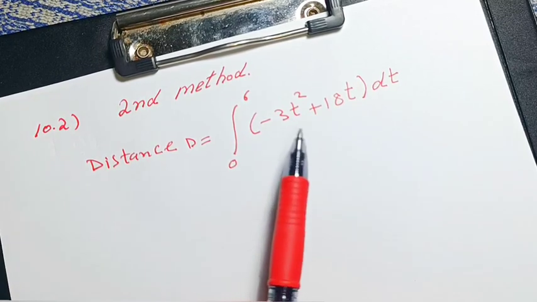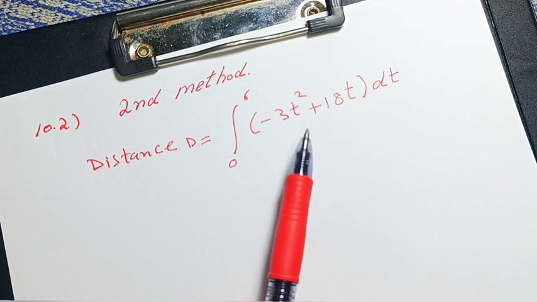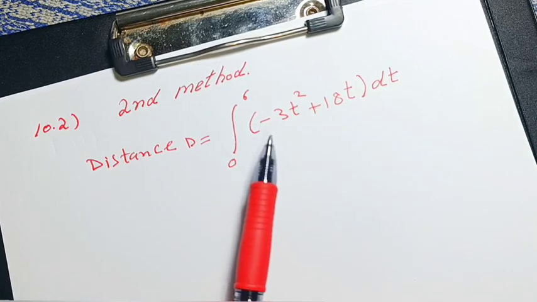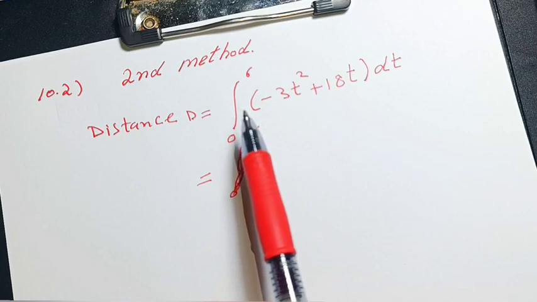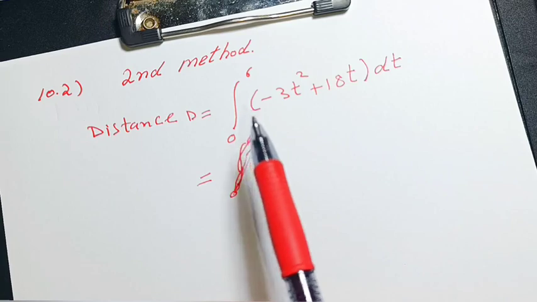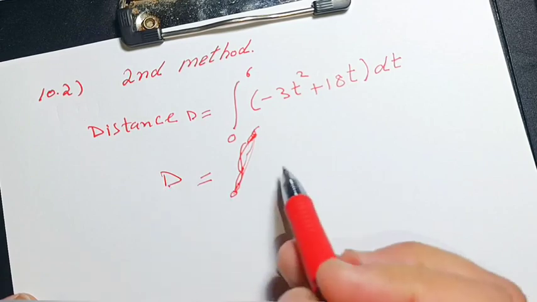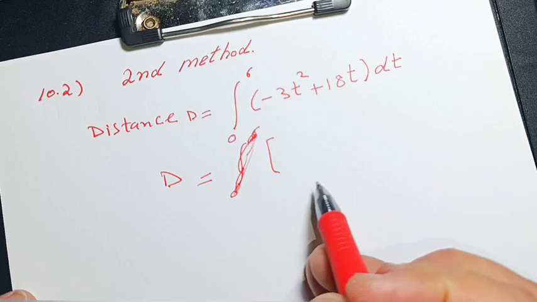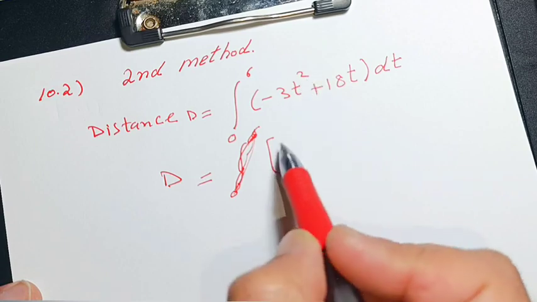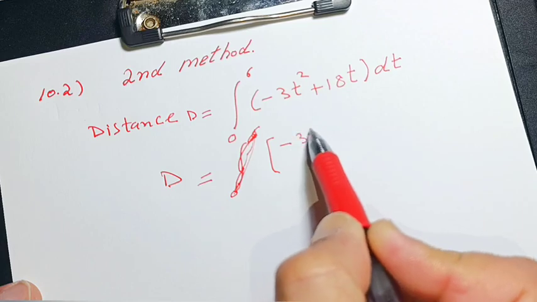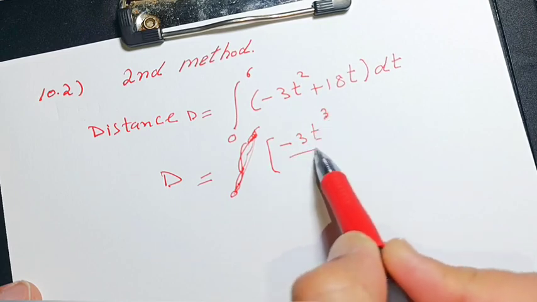Now if I apply the antiderivative, that will take me back to the original equation, because this is the first derivative. So this is the integral. Now I'm gonna evaluate the integral. So d is equal to, now this negative 3t to the power 2 plus 1 becomes negative 3t power 3 divided by 3.